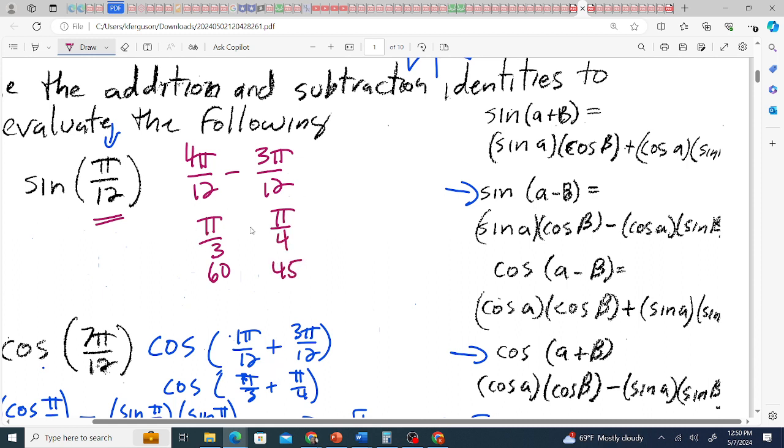So I'm trying to keep the values that I use either some variation of pi over 3, pi over 4, or pi over 6. So that's 30 degrees. Because those are values that I know.